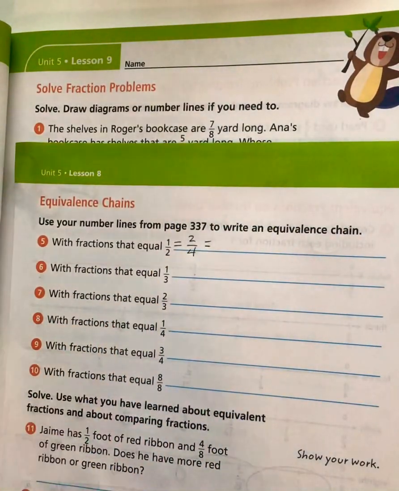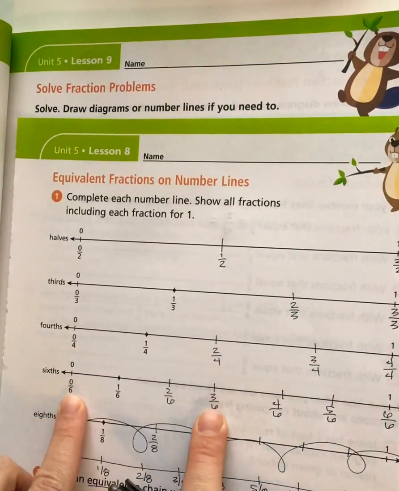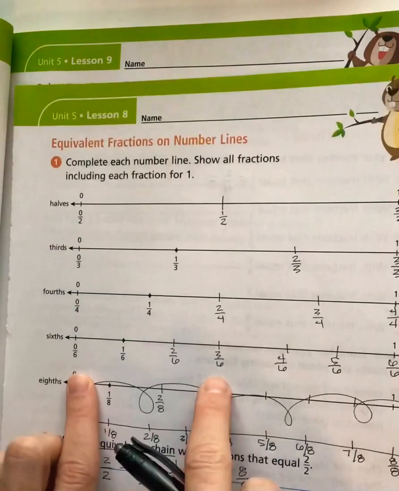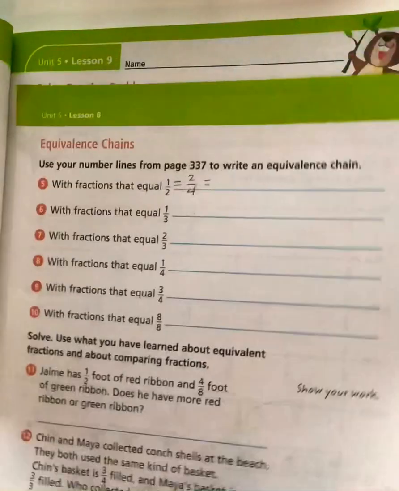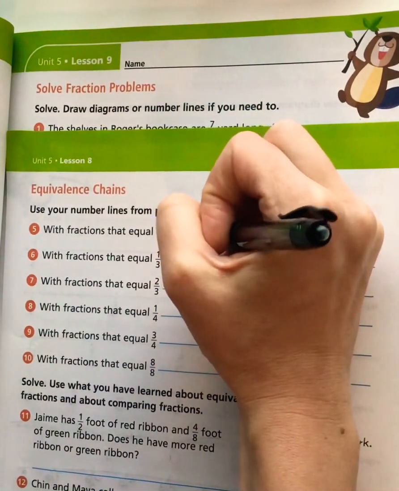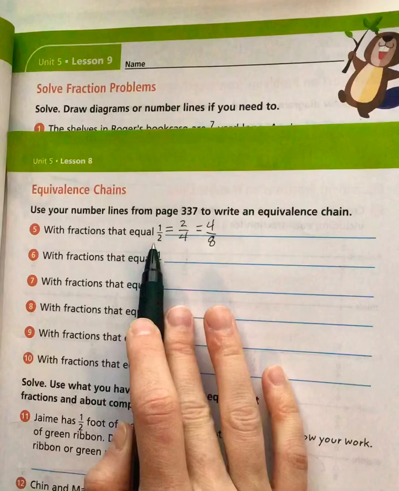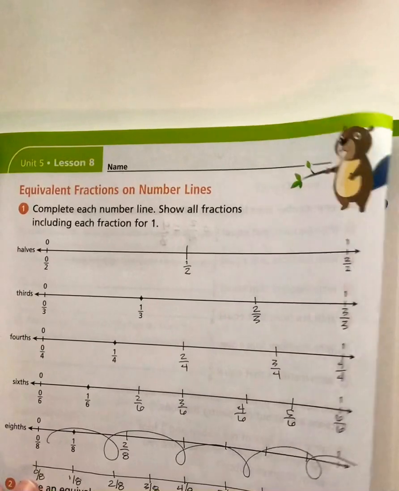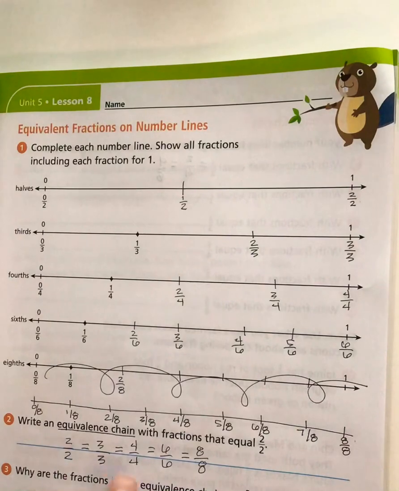I'm going to keep going to find more equivalent fractions. So I know that this size, 2/4, if I keep going, oh look, it's not quite the same. 4/8. So I know that the fractions that equal 2/4, that 4/8 would be an equivalence chain. So an equivalence chain is just when you are showing, using the equal sign, multiple fractions that all equal the same thing. So the questions today are going to be asking you to do equivalent fractions on a number line, and they're going to ask you to do some of these equivalence chains.